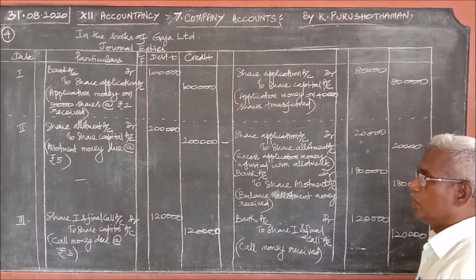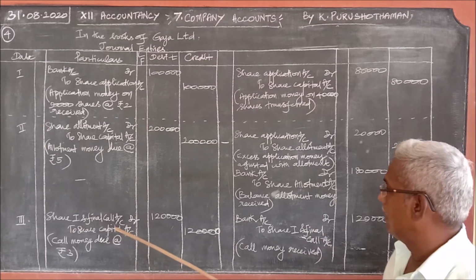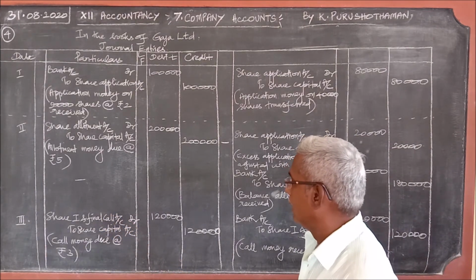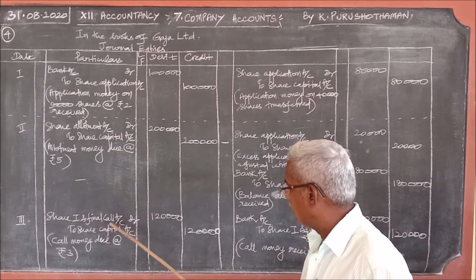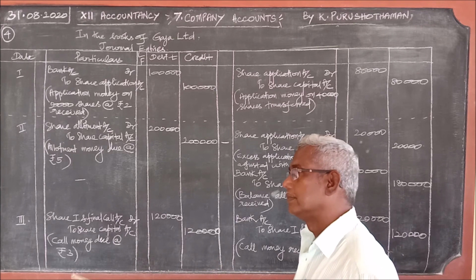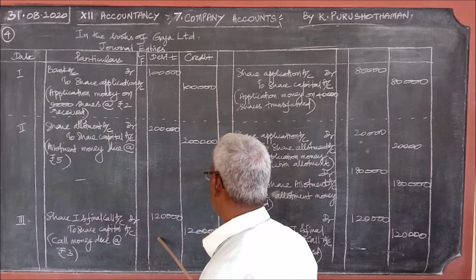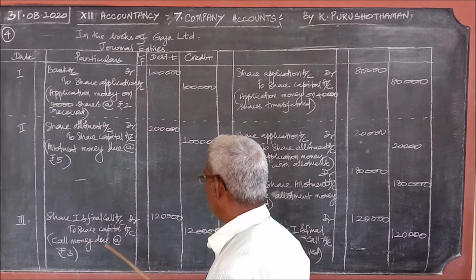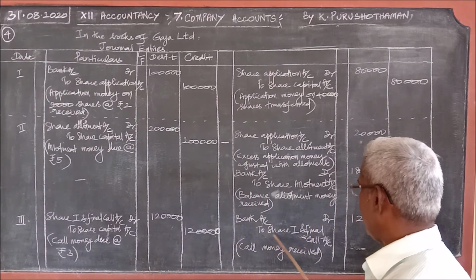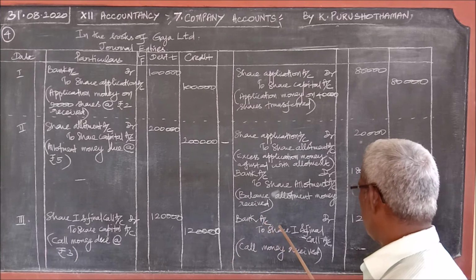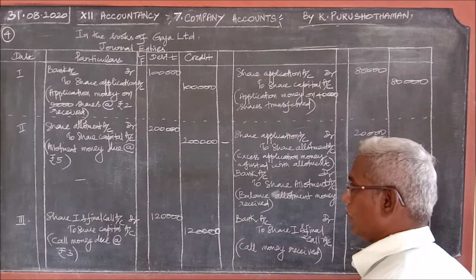Then the third stage. Usually in some problems they give 4 stages, but in this problem, first and final call are combined together and made into a single stage. Therefore, share first and final call account debit to share capital account. What is the amount? 3 rupees per share. Therefore, 3 into 40,000, 1,20,000. Call money due at the rate of rupees 3. Then, the second journal entry for this stage, bank account debit to share first and final call account, call money received, the same 1,20,000.